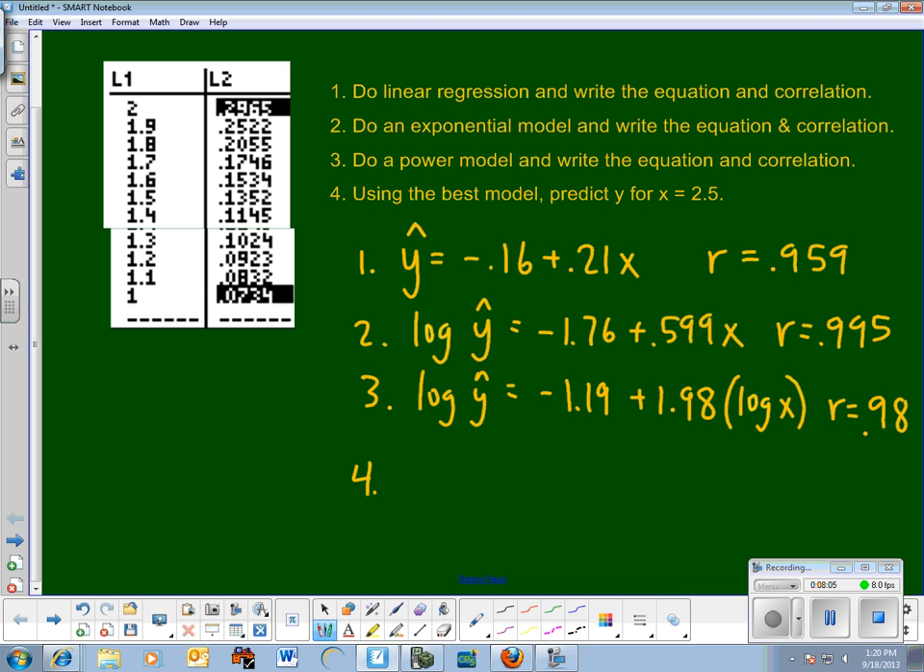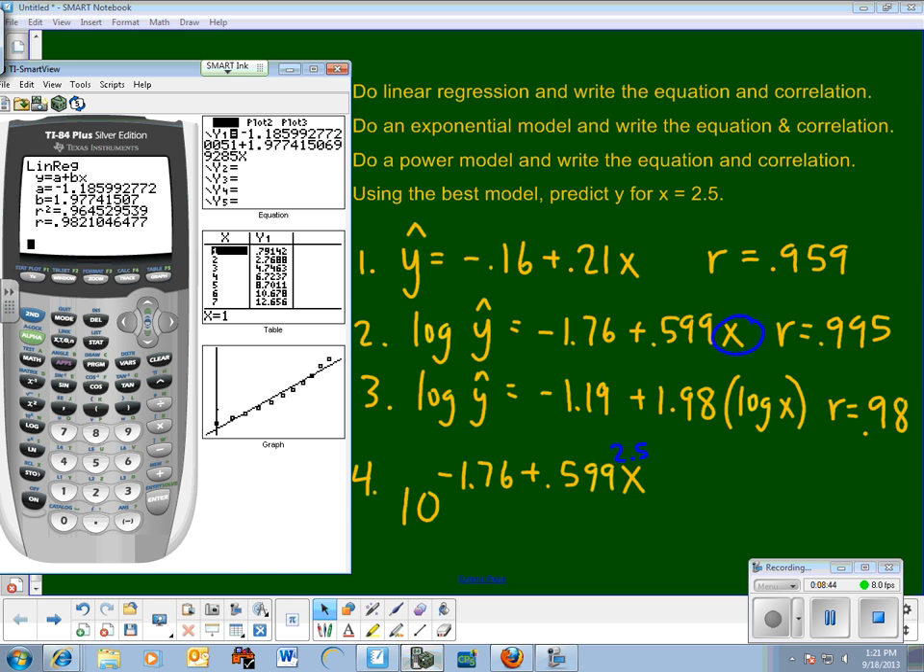Number 4, since exponential was best, we're going to be using 10 to the negative 1.76 plus 0.599x. Remember, you can't just plug in your 2.5, which is our value for x in the question. You can't just put that here because that's log of y versus x. The undoing of the log is the 10 to the. So we need to do, let's see, 10 to the negative 1.76, 0.599 times 2.5.